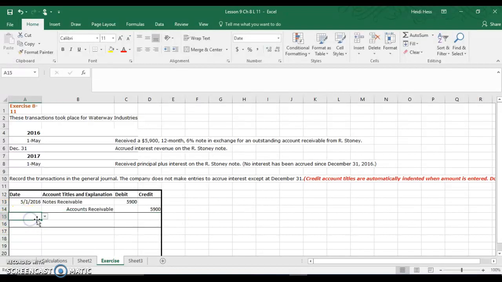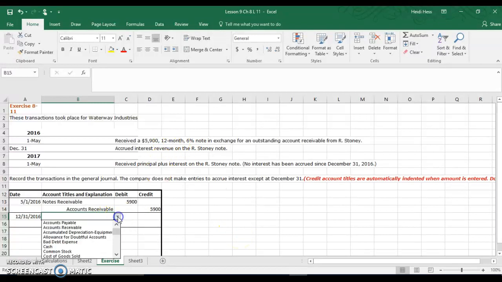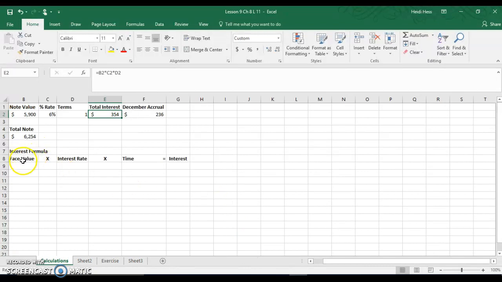The next transaction is on December 31st, and they're wanting to accrue the interest on this note right here. So we're going to debit interest receivable, and then we're going to credit interest revenue. Now, in order to calculate that, I've got the calculations here. So our interest formula is the face value of the note multiplied by the interest rate multiplied by the time, the terms of the note, and that's going to give you your interest.